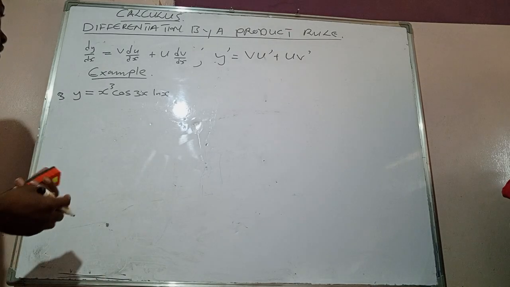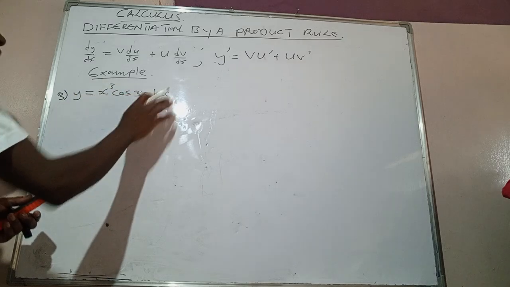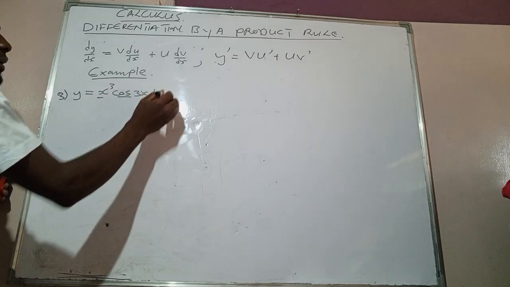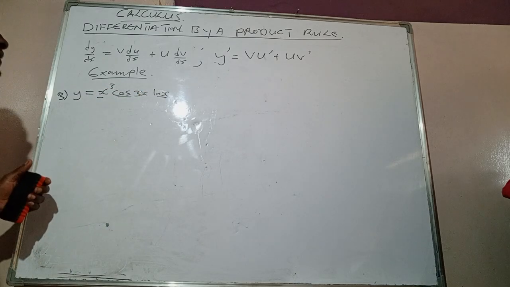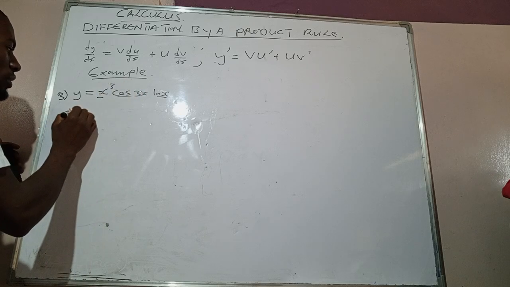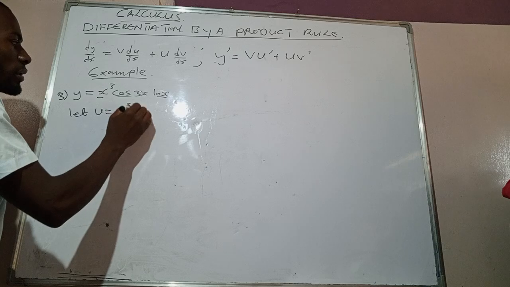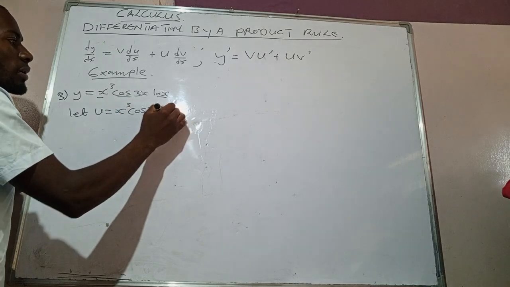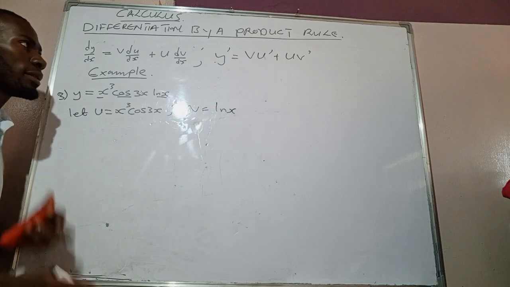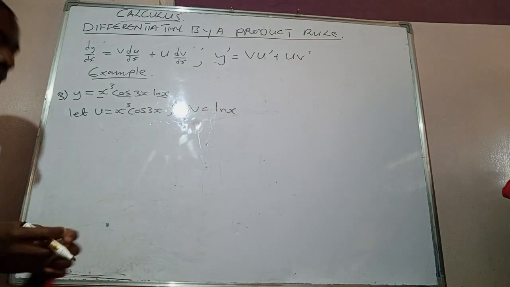So we have the question here, the third one: y is equal to x to the power 3 cos 3x ln x. As you can see, we have three products. So the first thing is we are going to make these two to be u. So let u be equal to x to the power 3 cos 3x, and then v is equal to ln x. Okay, so here we have these two products, there you have one product.